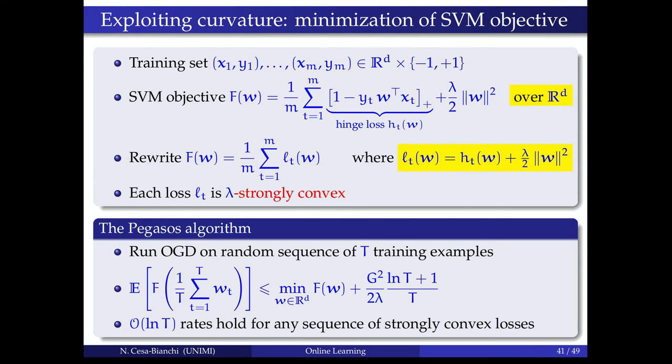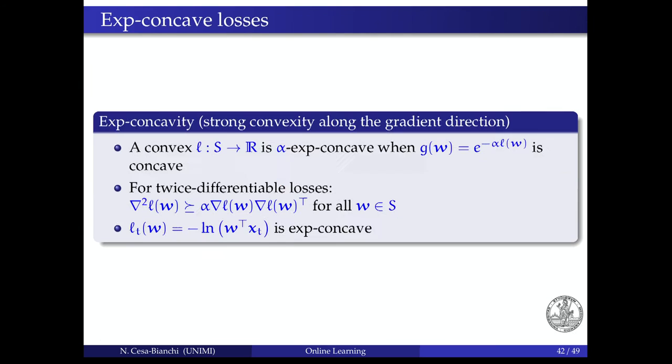So these logarithmic bounds will hold for any sequence of strongly convex losses when I just run OGD, the simple online gradient descent, by taking advantage of the fact that these losses are strongly convex. I needed to use a different tuning for eta, because eta will be tuned slightly differently. Okay, so I have faster rates.